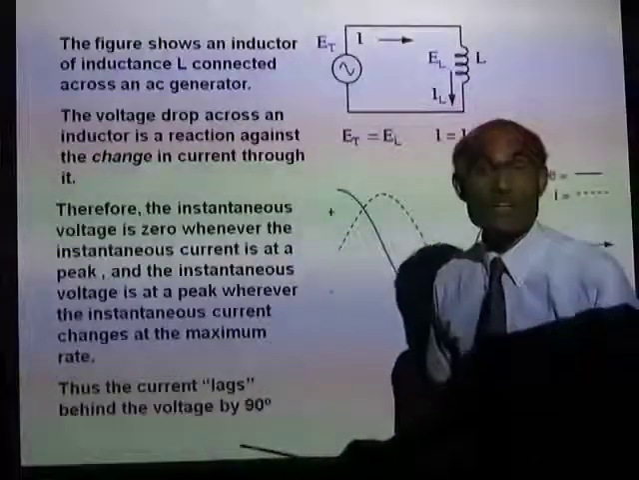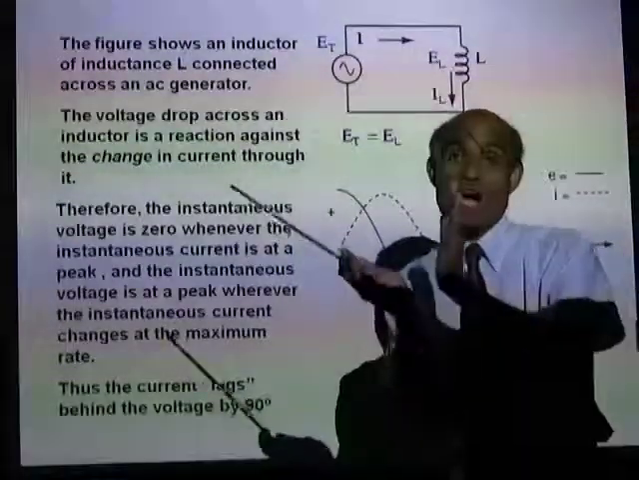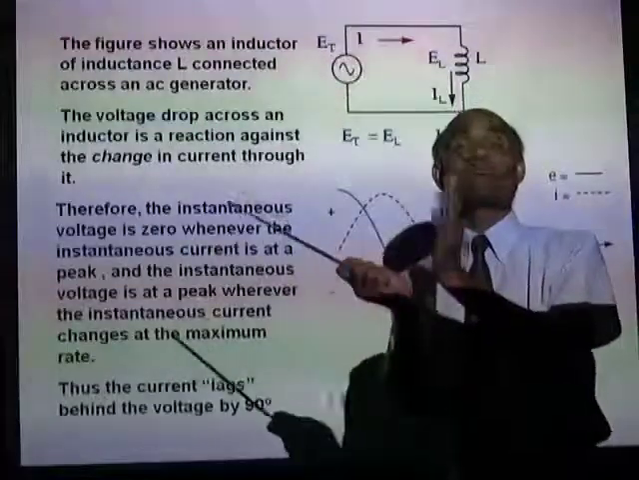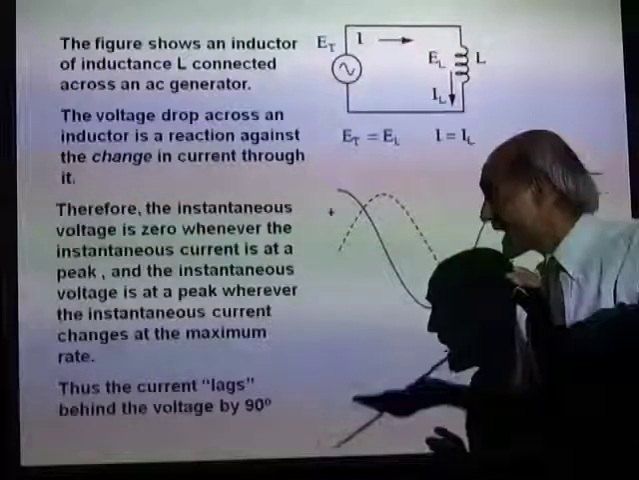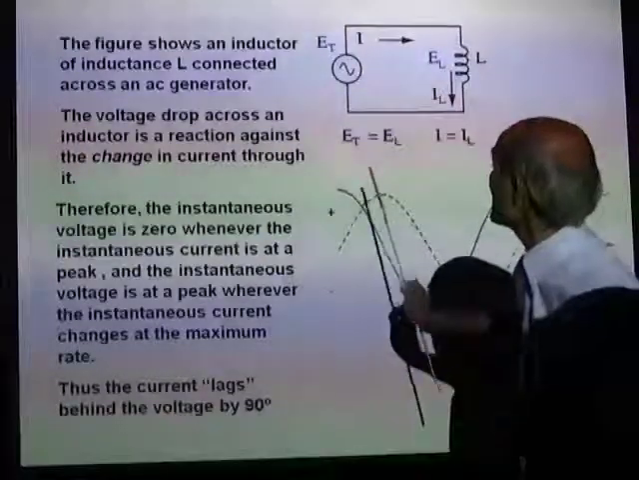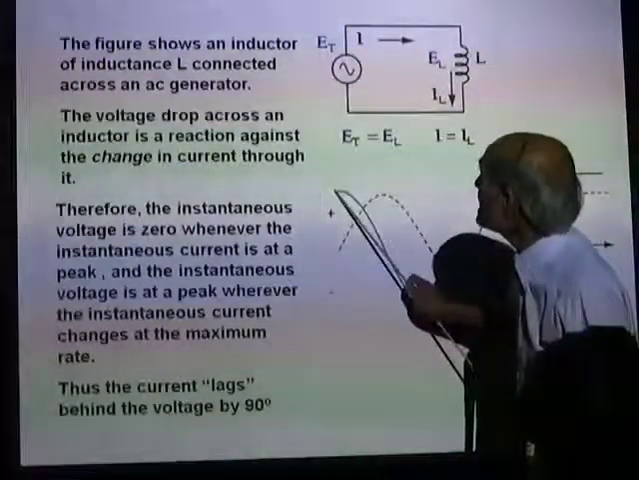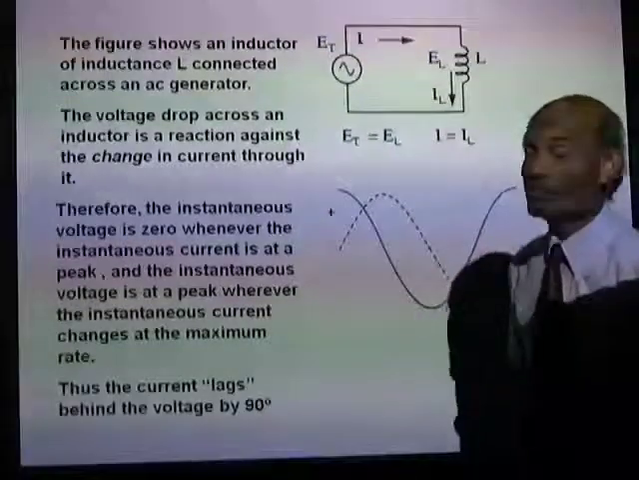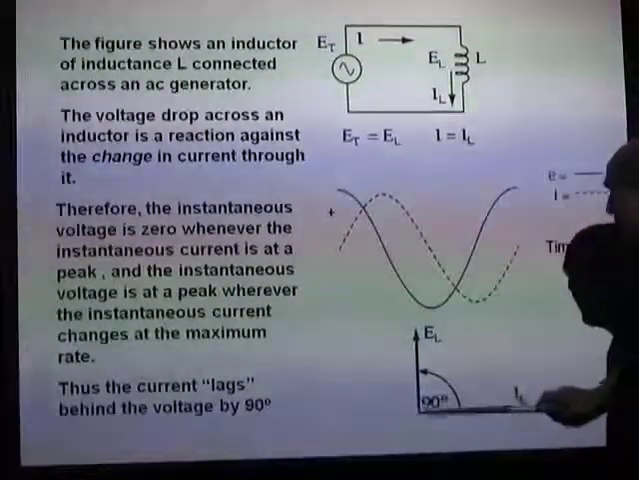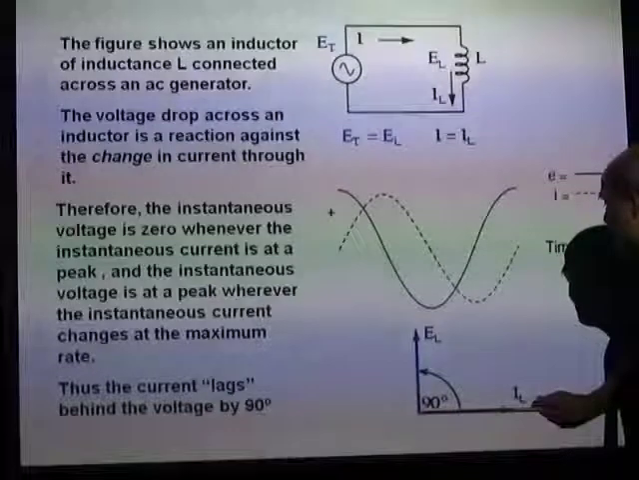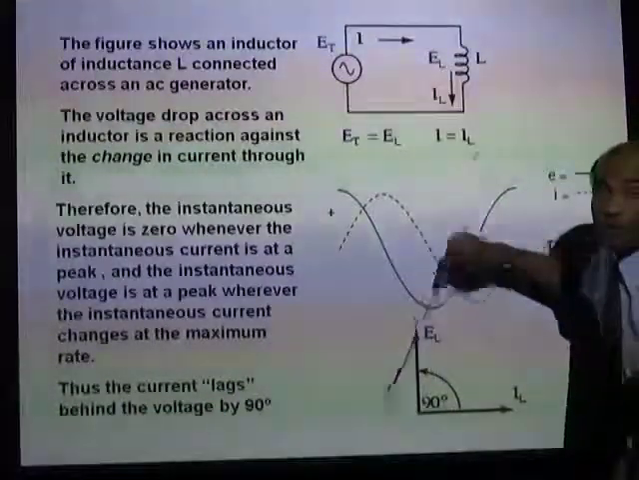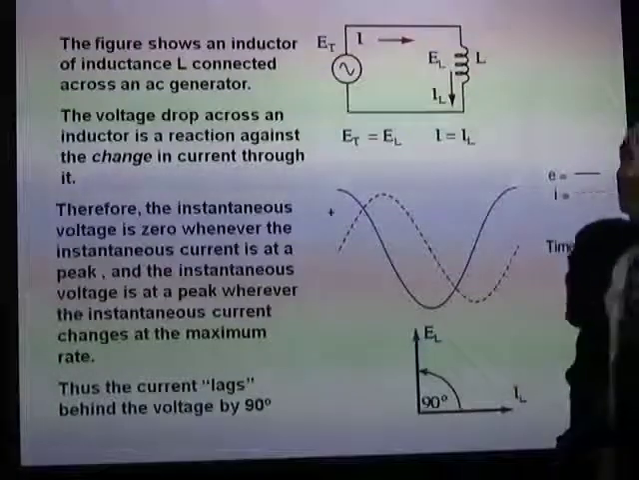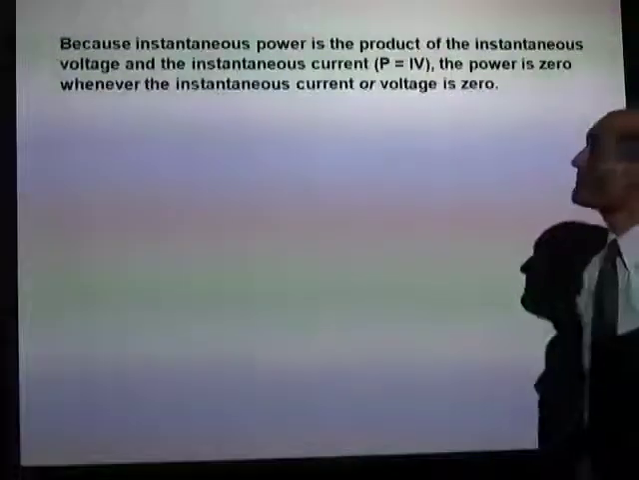Now, if you notice, in the case of the capacitor, the current was leading the voltage by 90 degrees. In the case of the inductor, the current lags behind the voltage by 90 degrees. Voltage leads current by 90 degrees. So, in the diagram, if this is the current, that will be the EMF. The EMF or the voltage leads the current by 90 degrees.